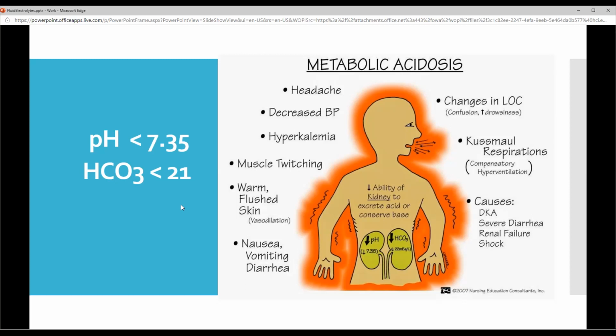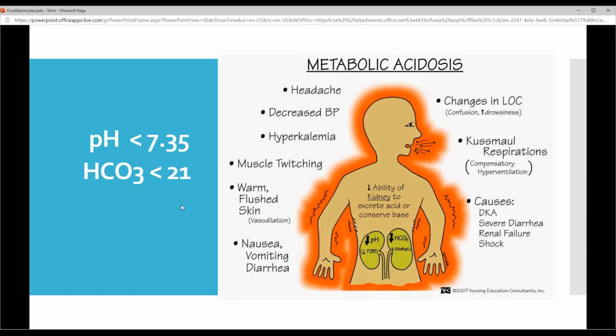Another major cause is shock, and more specifically, sepsis. Sepsis causes lactic acidosis. Sepsis is a cause of metabolic acidosis. So sepsis, kidney failure, diarrhea, and DKA are the main things that cause metabolic acidosis.